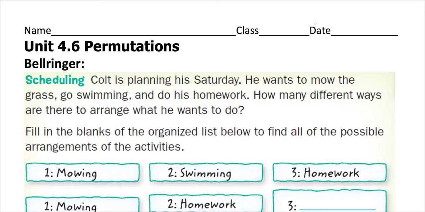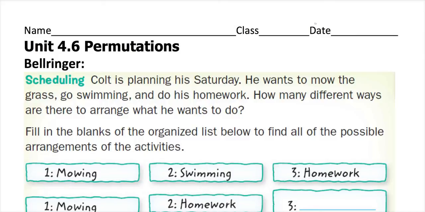All right, let's take a look at the bell ringer. It's scheduling. It says Colt is planning his Saturday. He wants to mow the grass, go swimming, and do his homework. How many different ways are there to arrange what he wants to do? Fill in the blanks of the organized list below to find all the possible arrangements of the activities.